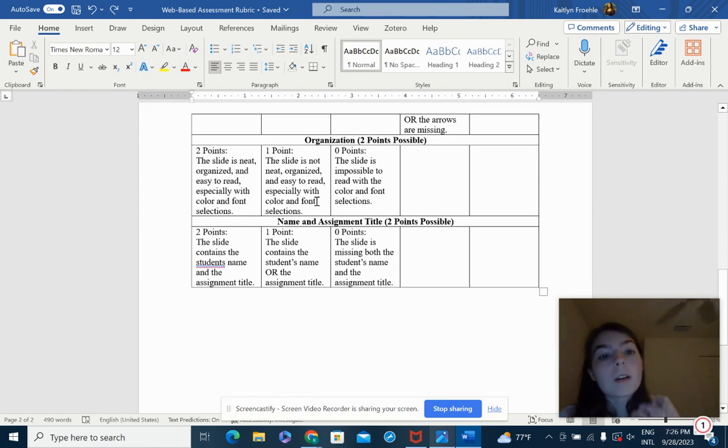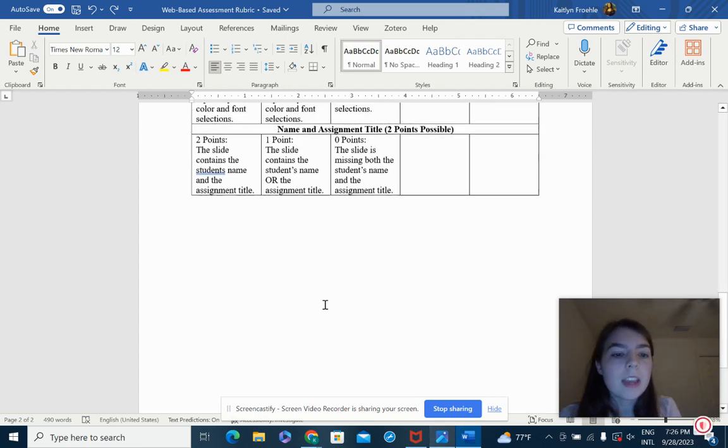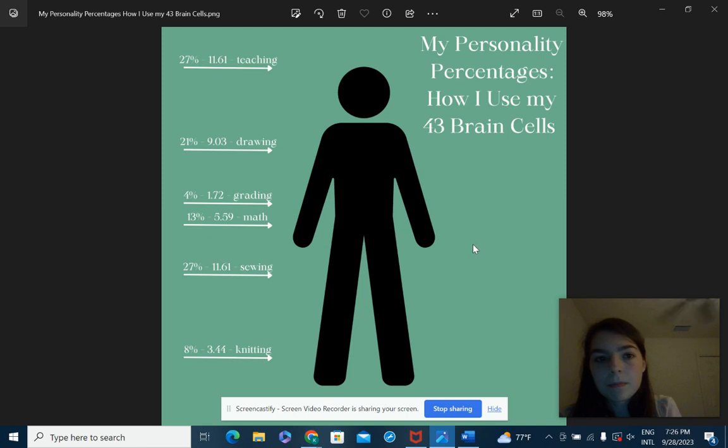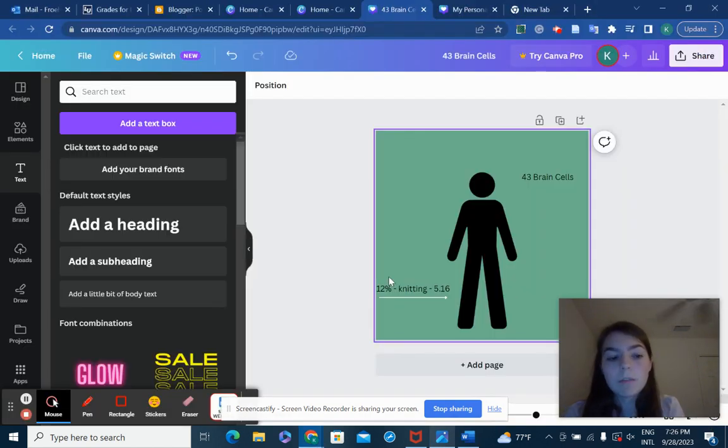2 points for being neat, organized, easy to read. Colors and fonts are easy to read. Like with this one, we had a good amount of contrast with the green and the white font. And then 2 points for having your name and the assignment title. Now, I do not have my name on this one because this is my example here, but I have my title that says my personality percentages. So all of these things would need to be present in order for you to get the full 42 points for this assignment.